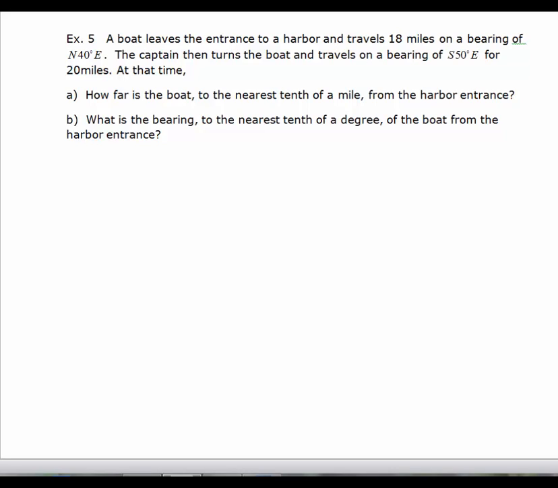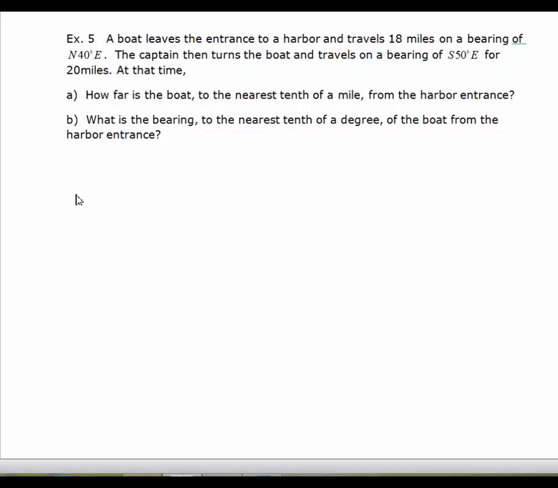All right, example 5 is a bearing problem that's a little bit more involved than the last one. We have a boat that leaves the entrance of a harbor and travels 18 miles on a bearing of north 40 degrees east. The captain then turns the boat and travels on a bearing of south 50 degrees east for 20 miles. At that time, how far is the boat to the nearest tenth of a mile from the harbor entrance? And what is the bearing to the nearest tenth of a degree of the boat from the harbor entrance?